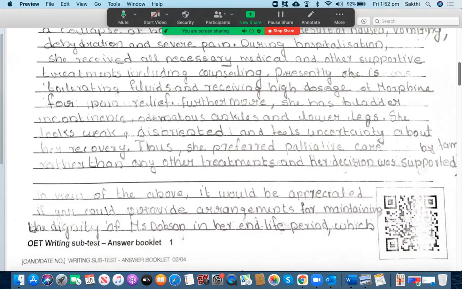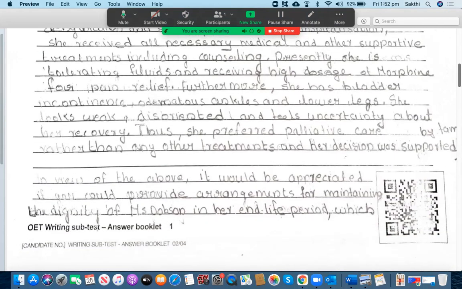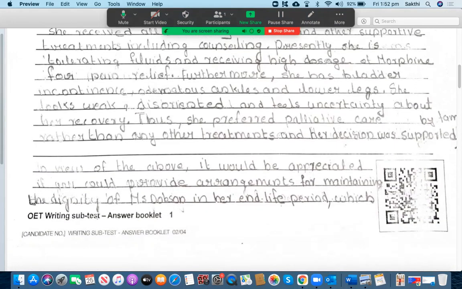Furthermore, she has bladder incontinence. And then this one is oedematous ankle. It's not really clear, but yeah, that's ankles and lower legs. Okay, she looks weak, disoriented, and feels uncertainty about her recovery. That's good. Thus, she preferred palliative care rather than any other treatments, and her decision was supported by her family. I think it should be family.